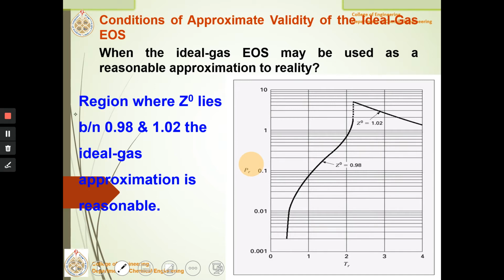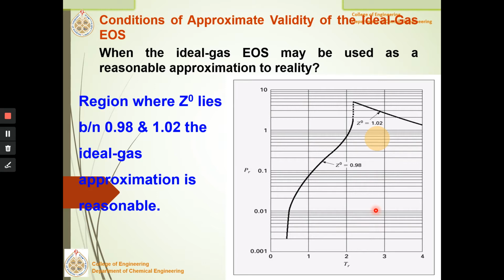It says here, based on this graph, the region that lies between 0.98 and 1.02, we can consider the ideal gas approximation reasonable. Where is that region? It is here. You can see it there. If you get any value in this region, then ideal gas behavior is acceptable.